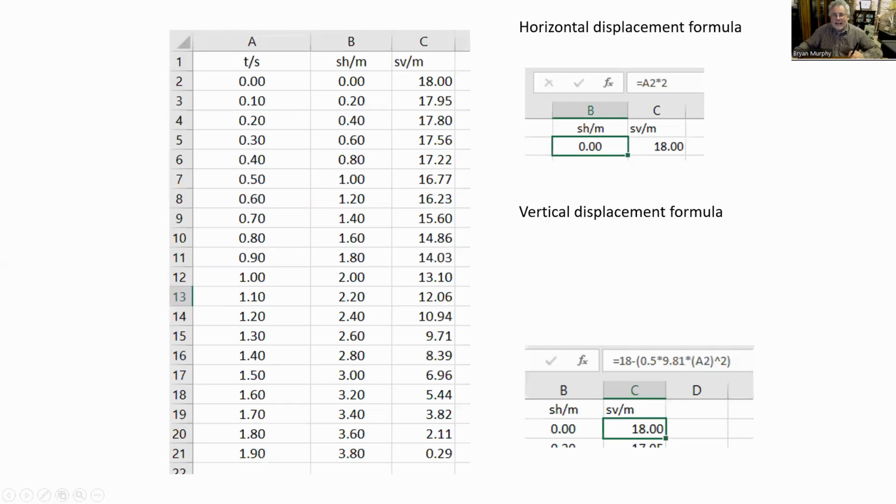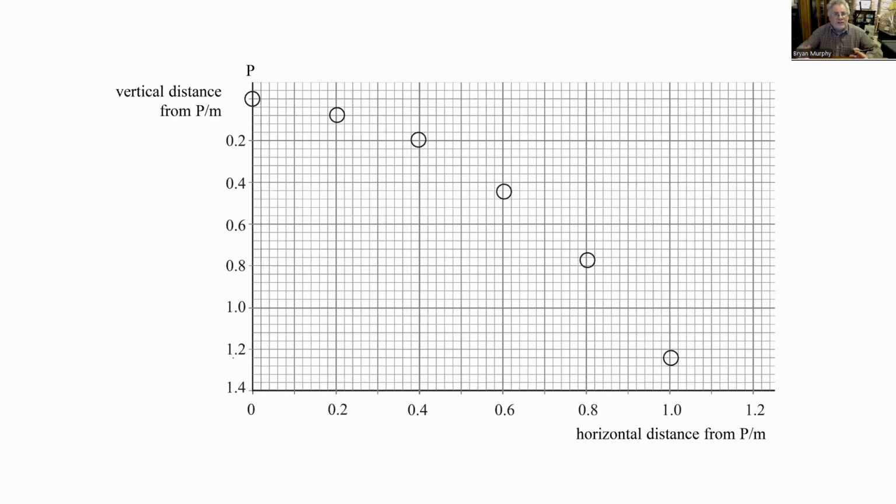Right, let me get rid of that. Let's move on. So there's my trajectory. Here's an exam question. Maybe knowing how Excel works will help you with this exam question because it's exactly the same thing.